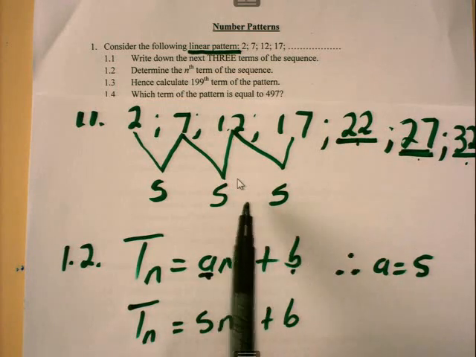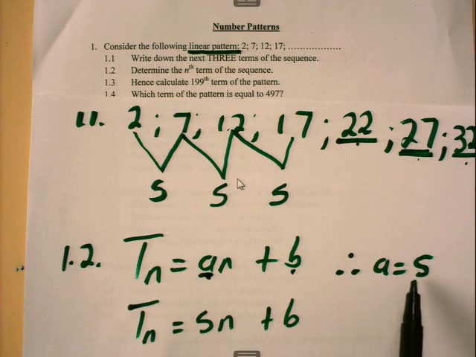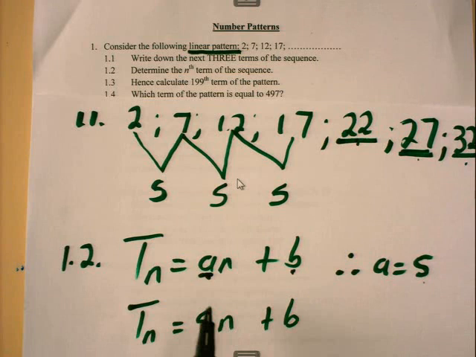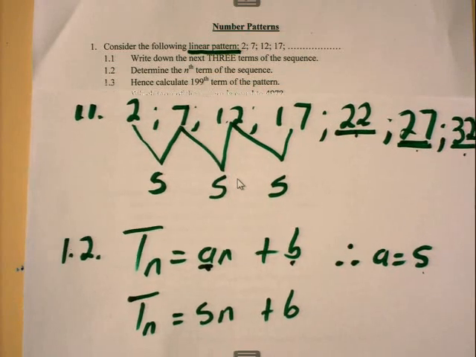Fortunately, we already have the value of a, because a is the common difference, the first difference, which is 5. Substitute a by 5: 5n plus b. So the question is, how do we determine the value of b? I hope you still remember. How do we determine the value of b?